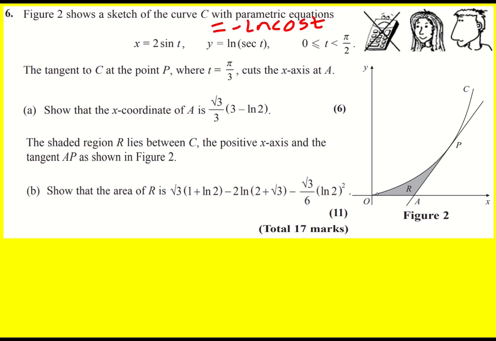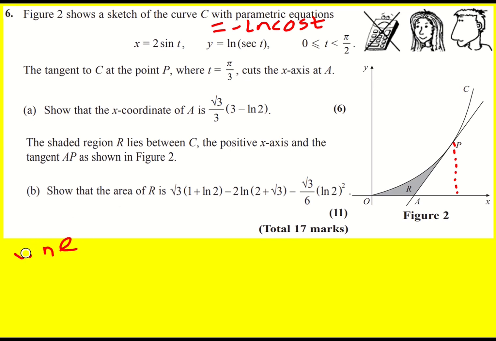We've got this curve C, and then we're told that we have a tangent at point P when t is equal to pi over 3. And then we're interested in finding the x coordinate of A. So we're going to need to find the equation of the tangent and then where it meets the x-axis. So let's give that a go.